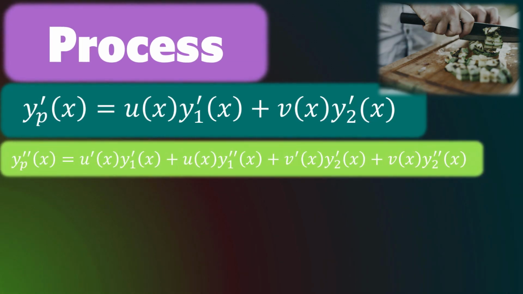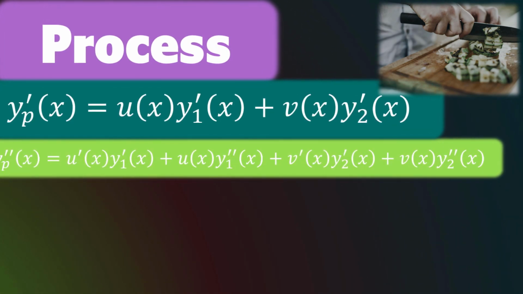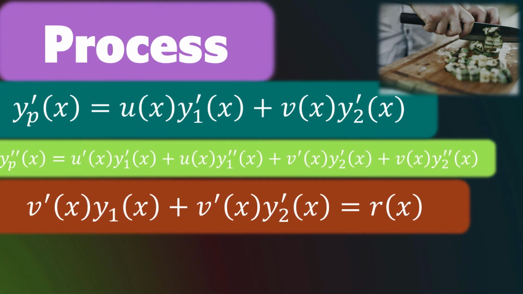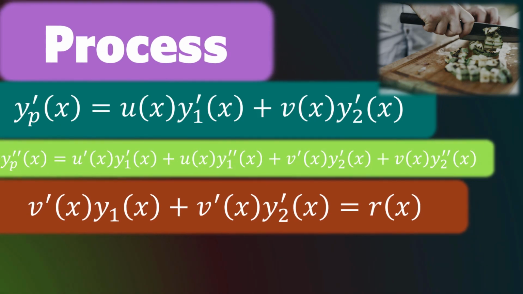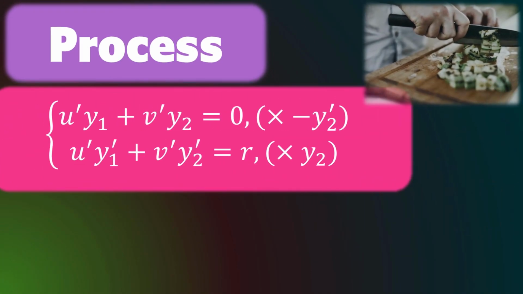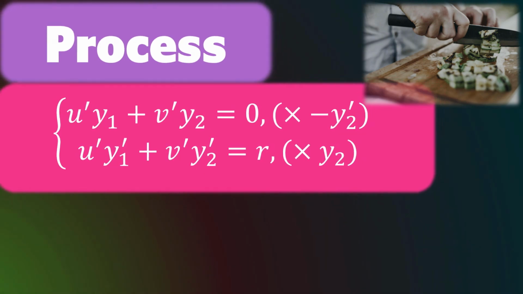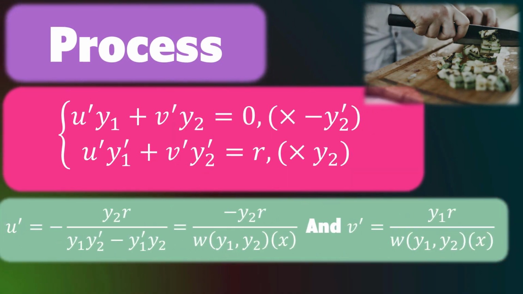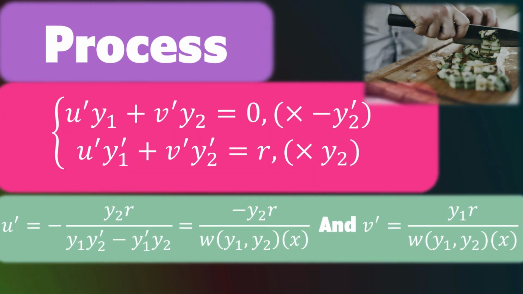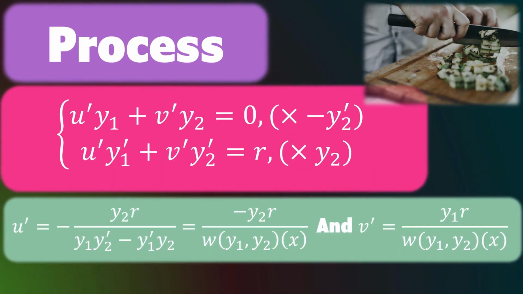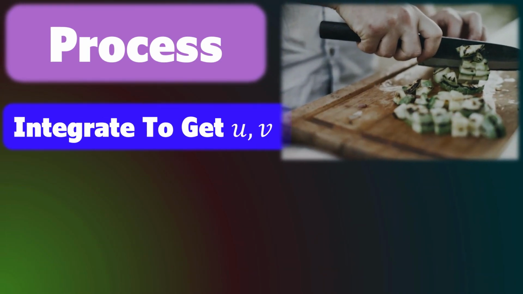Then we differentiate again to get this equation for yp double dash. Next, equation 1 becomes, after rearranging and simplifying, this equation here. Hence, we have two equations for the two unknowns u dash and v dash. We can solve these simultaneous equations to get that u dash equals this expression here and v dash equals this expression here. Then we simply integrate to get u and v.